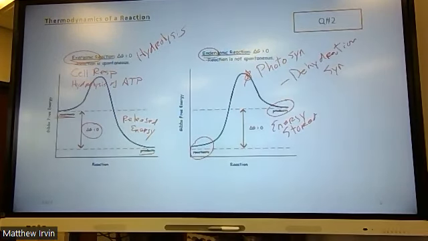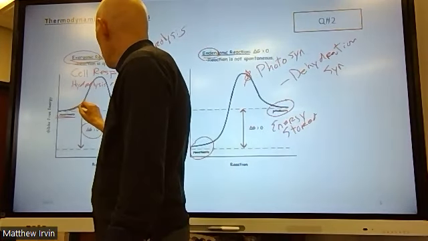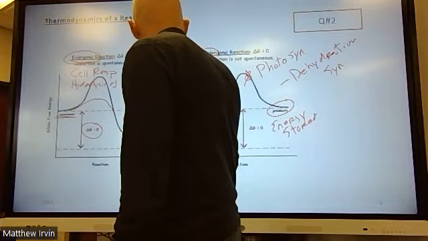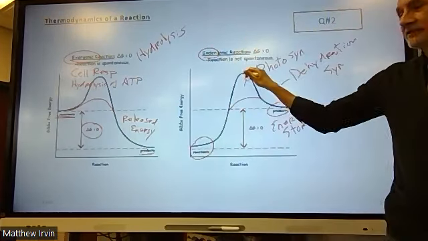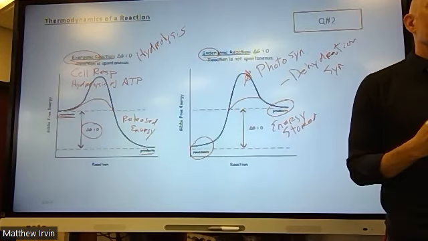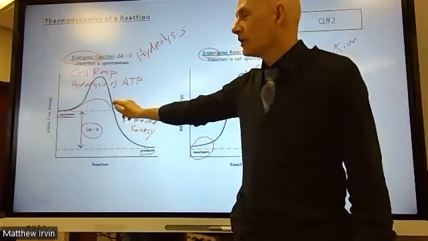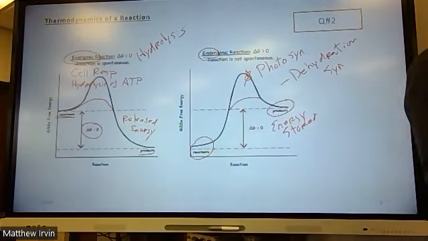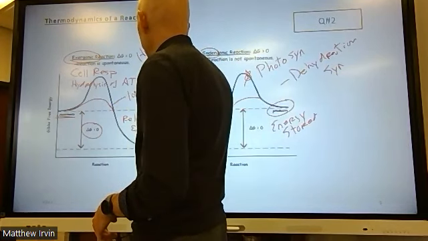When we look at these reactions, if we were to draw in what an enzyme does, that is simply going to make the bump much lower. So what is the bump? That's the activation energy. That's the energy needed to run the reaction. So an enzyme lowers that, so our reaction happens faster and more efficiently.